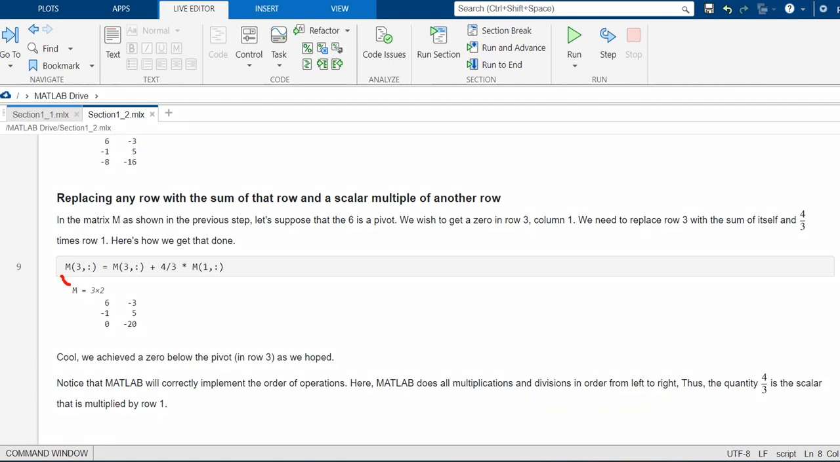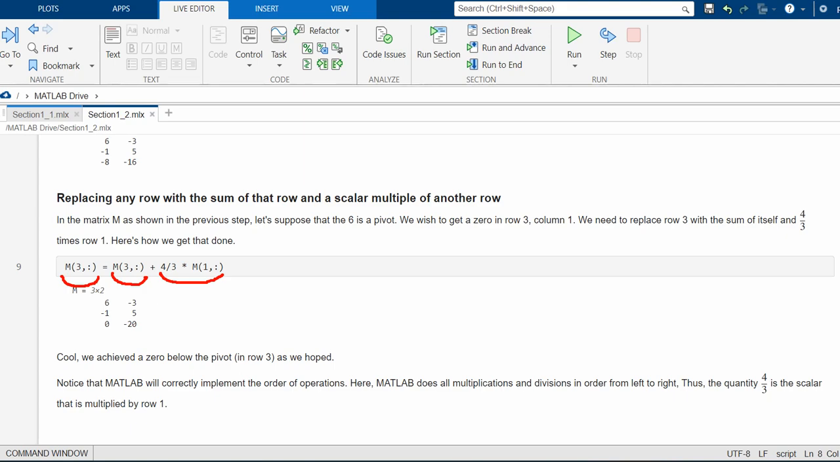So we say, hey, I want the new row 3 to be equal to the old row 3 plus a scalar multiple times row 1. Okay, new third row equal to the old third row plus a scalar times row 1. So I can do this with any rows. Why did I do 4/3?